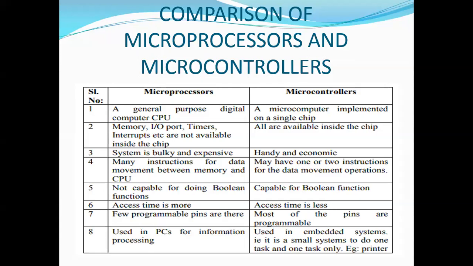A microprocessor has the CPU only inside the chip, but in a microcontroller everything is inside the chip. So this is very handy. Memory, IO ports, timers, interrupts, everything inside the chip means it is very handy, very economical, and a very fast operation and can process Boolean functions. Everything inside the chip means the accessing time is also very, very less compared to a microprocessor. Then most pins are programmable in microcontrollers, which are used for embedded systems. A microprocessor is used in PCs. This is the main difference. That is, a microcontroller is a microcomputer implemented on a single chip.